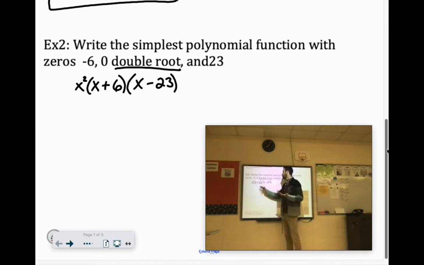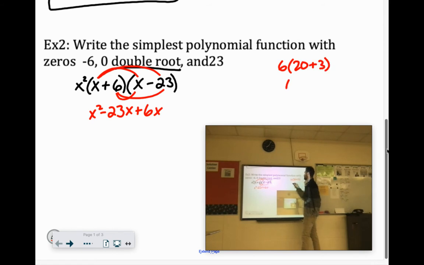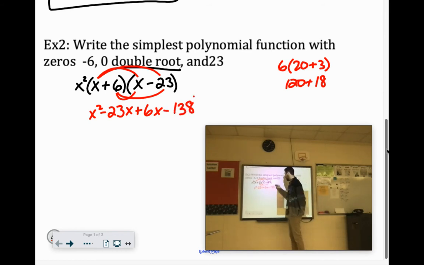If I was doing this, I would probably FOIL first and then multiply by the x squared at the end, but it doesn't matter the order. So x times x is x squared, x times -23 is -23x. We have positive 6x, and then 6 times -23. 6 times 20 is 120, 6 times 3 is 18, so it'd be 138, minus 138. All right, we can still combine our like terms here. -23x plus 6x would be -17x.